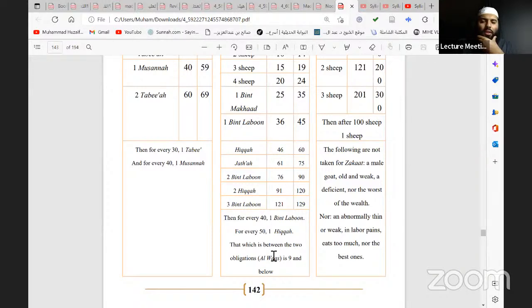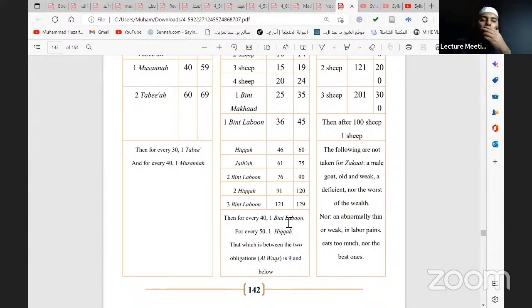Now, so one hiqqa and two bint laboon, because 50 plus 40 is 90, plus 40 again is 130. Alhamdulillah, we actually hit it. If it was 135 again, that's fine. You can do one hiqqa, two bint laboon, because that equals 130, and there's only 5 left over. That 5 is fine. Up to 9 is fine.